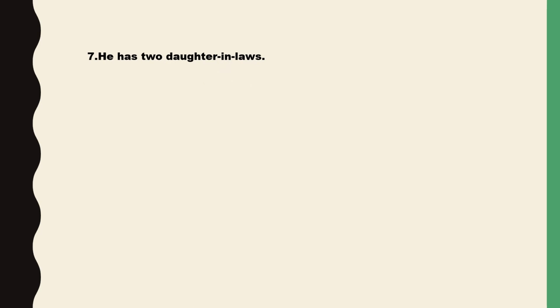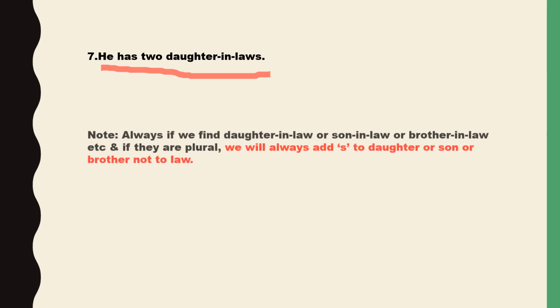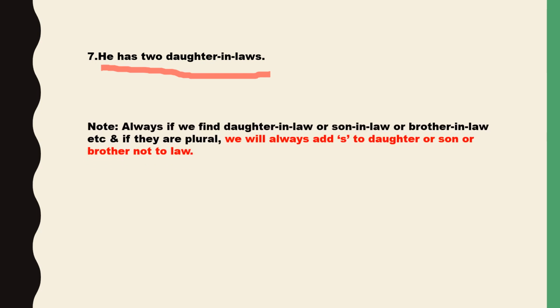Seventh question. He has two daughter-in-laws. Now, if you see this sentence, you will say there is no error in it. But yes, there is a small error in this. Can you tell? I hope you might have guessed it. If we find daughter-in-law or son-in-law or brother-in-law, if they are plural, we will always add s to daughter or son or brother, not to law. See, I have used s here, so this is the wrong part in this sentence. We will always add s to the first word because we are talking about plural, two daughters-in-law.